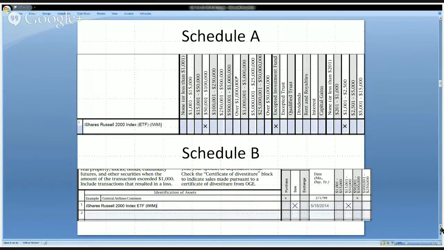You can also see disclosed here on Schedule B a transaction involving iShares Russell 2000 Index Fund ETF, or IWM. We indicate here that there was a sale. It took place on 5/15/2014. And that the amount of the transaction was between $15,000 and $50,000.